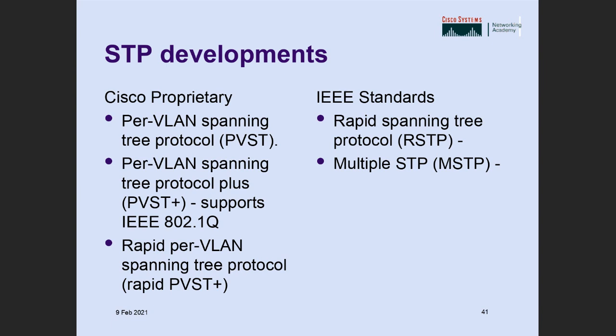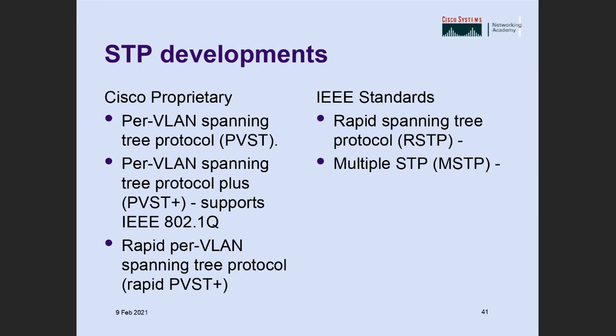There's another Cisco proprietary method that supports the IEEE 802.1q standard, Per-VLAN spanning tree protocol plus, and then rapid spanning tree protocol, which cuts that 50 seconds down to a couple of seconds. The IEEE guys have come up with their own standards, just like they came up with their own version of Ethernet frames, and it's called rapid spanning tree protocol or multiple spanning tree protocol.